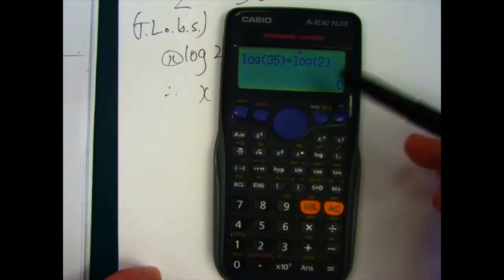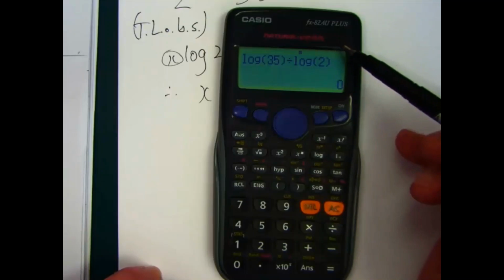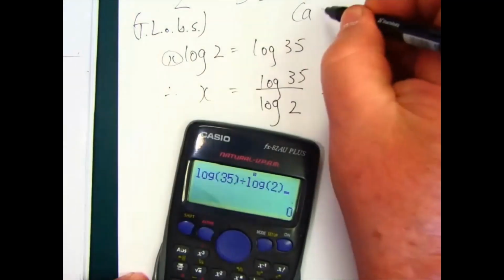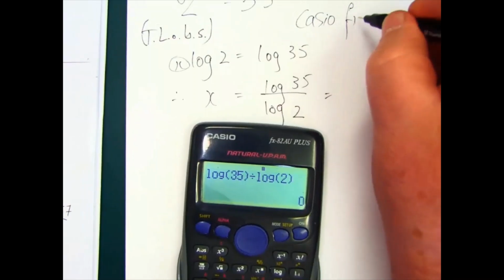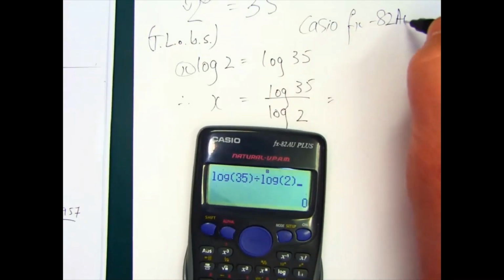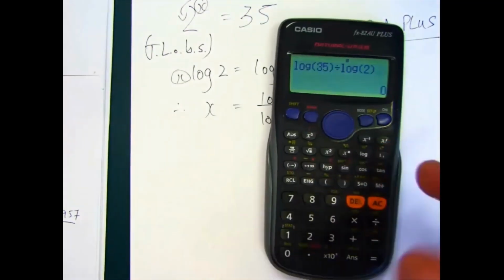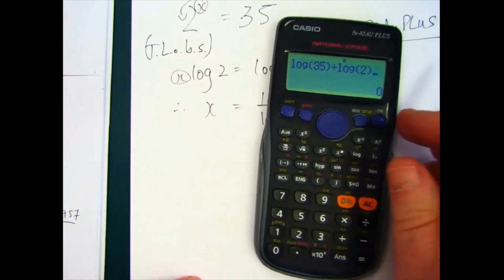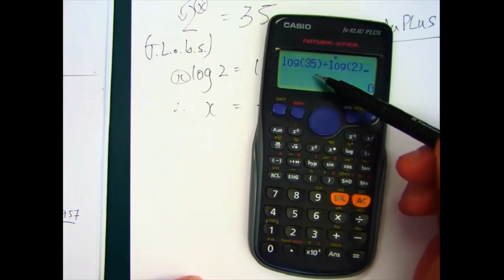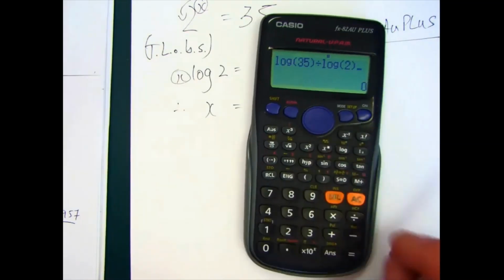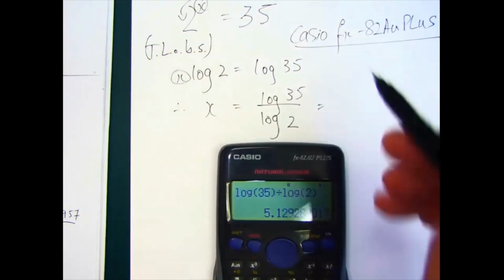Okay. The good thing about the Casio, this is the Casio, as you notice, it's an FX 82AU plus. I'll just write that in case you didn't realize, and it's preferred by the college here, FX 82AU plus. It's very good. Why I like it is because, as you notice, it always prompts with a bracket. All you've got to do is remember to close it off at the appropriate point. So now let's see what this equals. Here we go, 5.129.